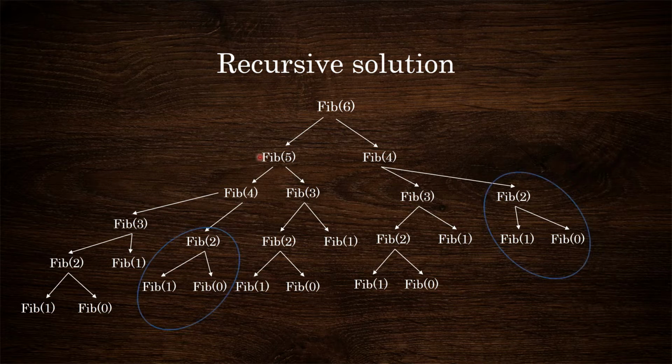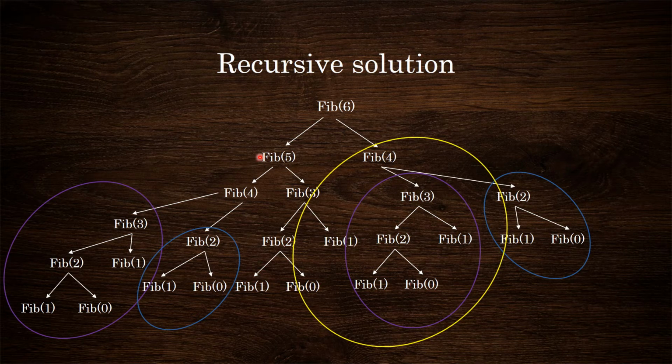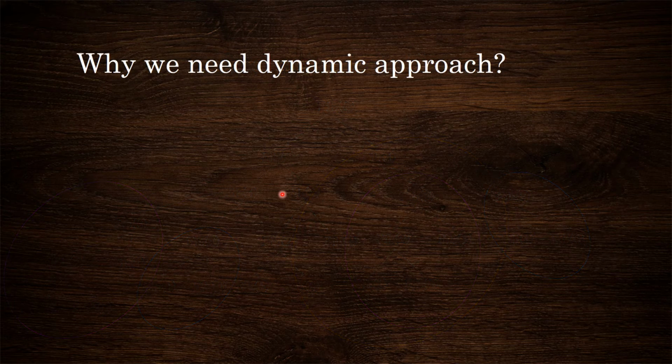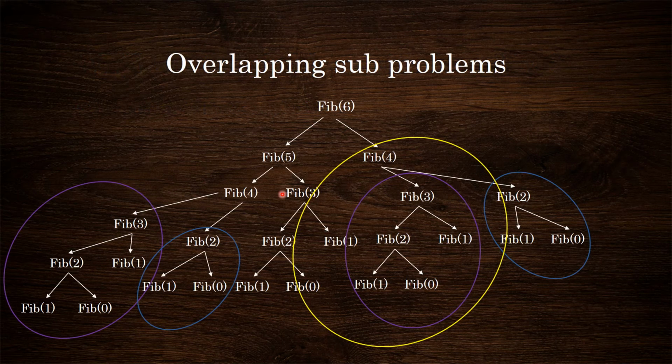If we notice carefully, we will see we are calculating some sub-problems repeatedly. For example, Fibonacci of 2, Fibonacci of 3, Fibonacci of 4 are being calculated multiple times. So, why do we need a dynamic approach if we get a perfect answer by the recursive formula? What is the problem with the recursive solution? Well, the answer is time complexity and these overlapping subproblems.